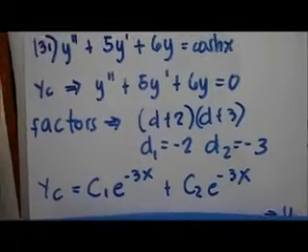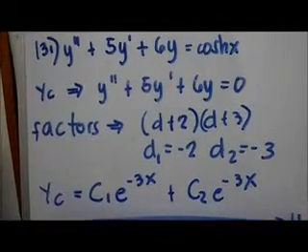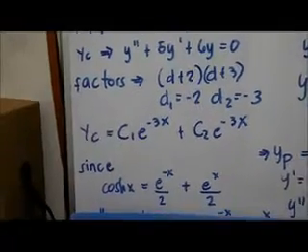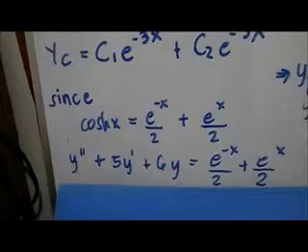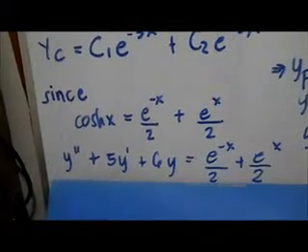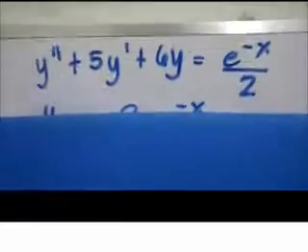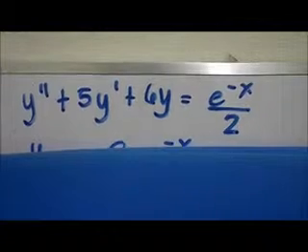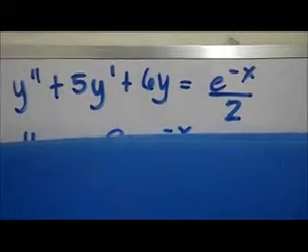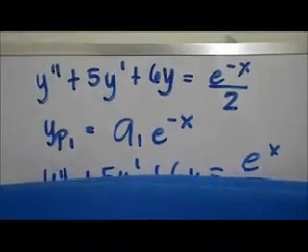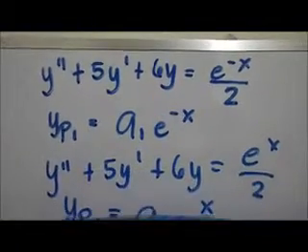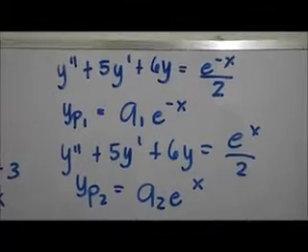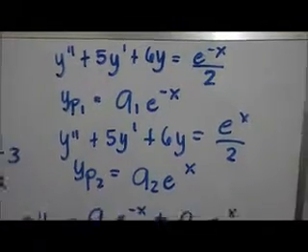So, by finding yp, or the particular solution, we need to use the method of undetermined coefficients. So, since cos x is e to negative x over 2 plus e to the x over 2, thus, y double prime plus 5y prime plus 6y is equal to e to the negative x over 2 plus e to the x over 2. We need to separate e to negative x over 2 and e to the x over 2 in order to easily get the particular solution. So, first is the e to the negative x over 2. Thus, yp sub 1 is equal to a1 e to the negative x. And the second, yp sub 2, is from the e to the x over 2, which is a2 e to the x. Thus, yp is equal to a1 e to negative x plus a2 e to the x.